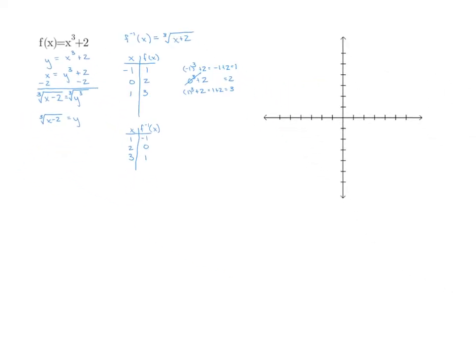Okay, so let's go ahead and graph f of x. For f of x, we have negative 1, 1, 0, 2, and 1, 3. And again, just remember this is not linear. This is a cubic, and so it's going to have a shape that looks something like this.